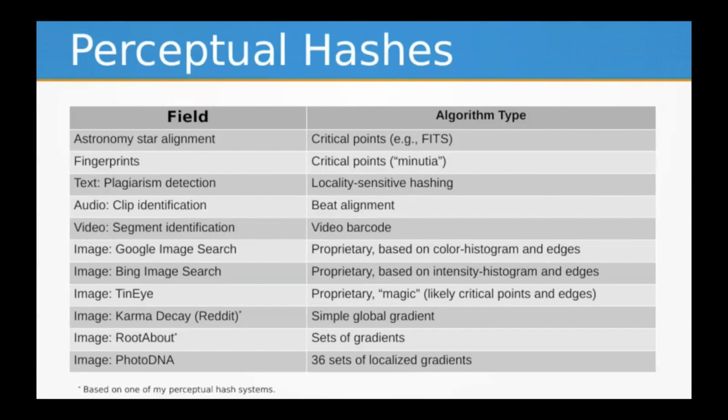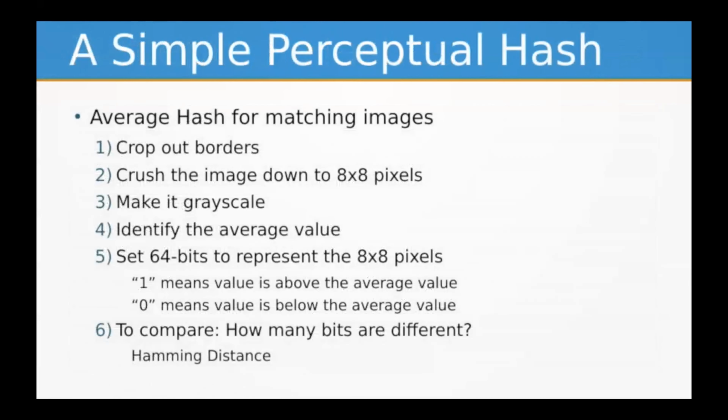KarmaDecay has indexed pictures from Reddit. They use a gradient hash system that I blogged about. My own FotoForensics system uses a set of global intensity gradients. In contrast, PhotoDNA, which is used for identifying child pornography, uses 36 sets of localized gradients. Most perceptual hash algorithms are not very complicated.